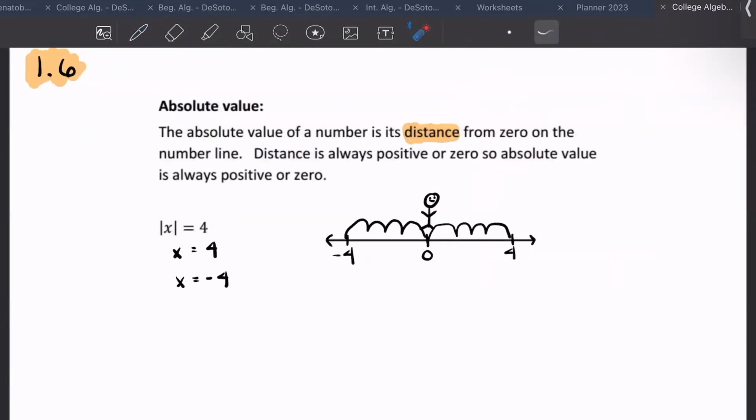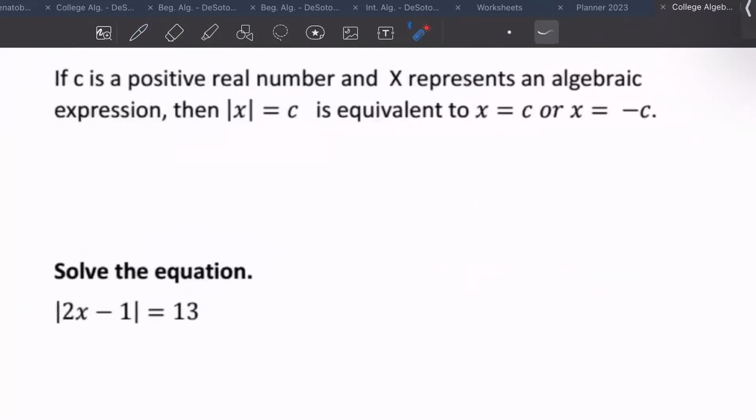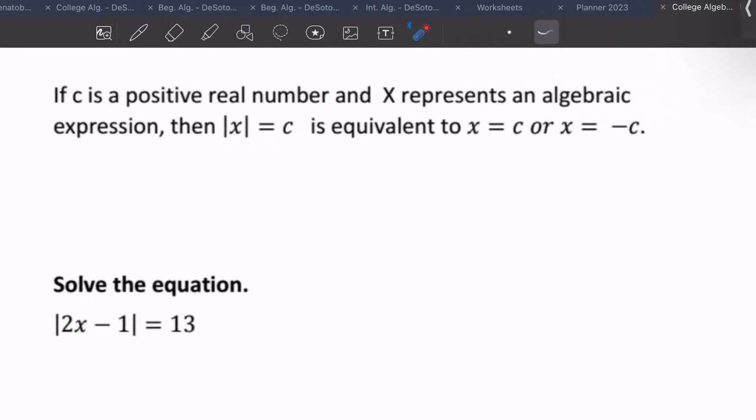Okay. So let's just say C is a positive real number and capital X represents an algebraic expression. Then the absolute value of that algebraic expression equals C is equivalent to X equals C or X equals -C. So it can equal the positive or it can equal the negative.